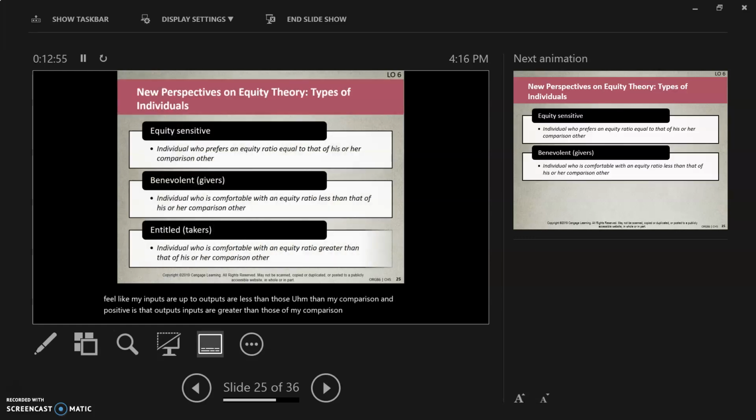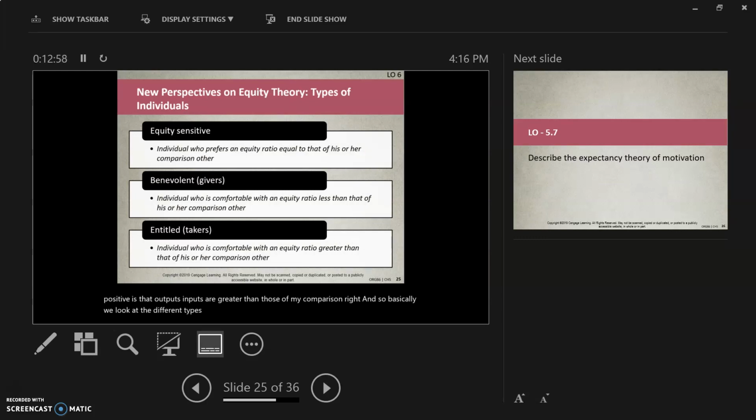All right, and so basically we look at the different types of equity or inequity, and so equity sensitivity is really when there's three different levels that people fall into. So equity sensitive is we want it to be fair. All right, we prefer an equity ratio equal to that of our comparison, or the person we're comparing ourselves to, or the situation. Benevolent are those who are comfortable that the equity ratio is less and that they might be doing more. They're benevolent, and they're often referred to as givers. And then the entitled are comfortable with an equity ratio greater than that of his or her comparison. They're takers. They're okay that they're doing less.